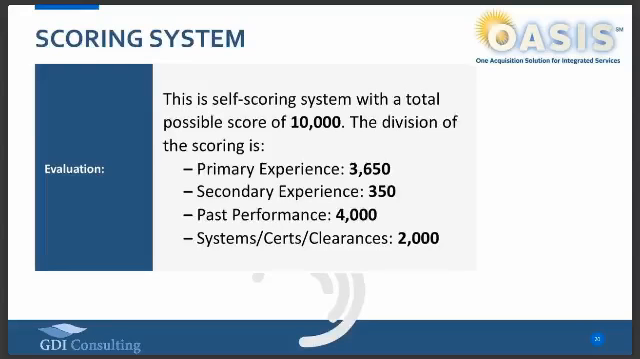That's acceptable, except for the systems, certs, and clearances. That needs to come from you. So that's the division between you and your partners. 8,000 points can come from the partners, and 2,000 points must come from you.